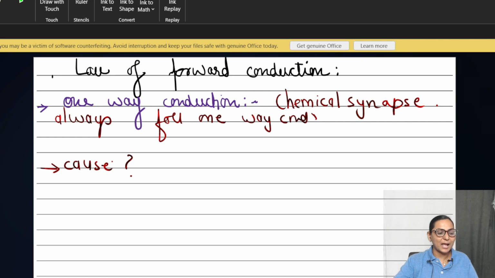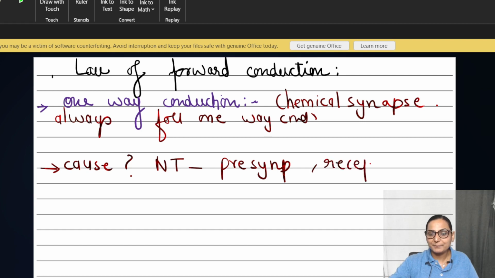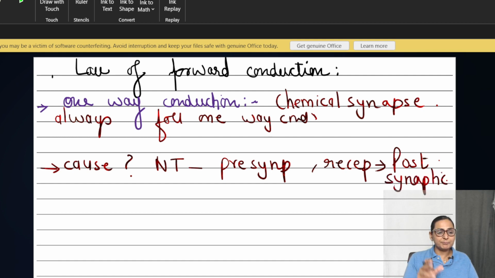law of dynamic polarity. You know that the neurotransmitter substance is always secreted from the presynaptic terminal, and it will have a receptor binding site on the postsynaptic terminal. So it is because of this simple and basic reason that the neurotransmitter will always be released from the presynaptic terminal, which will always bind to the receptors on the postsynaptic terminal. We already saw that there is a postsynaptic density where the receptors are located.